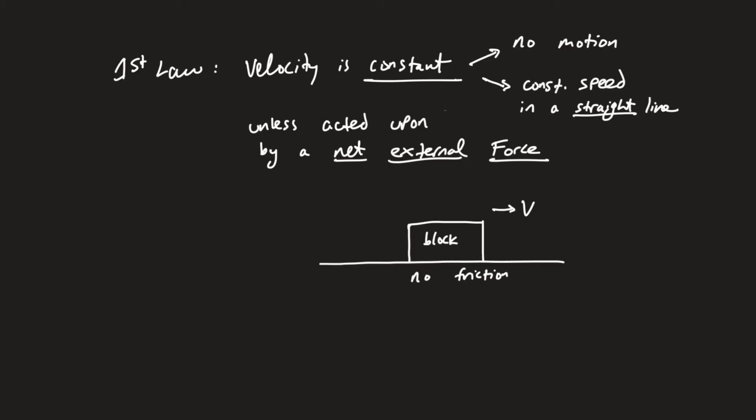So the heart of the first law is that velocity is constant. And that's only two possible ideas. The object's not moving at all, or the object's moving at a constant speed in a straight line. And this occurs unless any net external force acts upon the object. So here's a block. It could be sliding across the ground forever and ever at a constant velocity, assuming there's no friction here. And this would absolutely not require any force to occur at all.